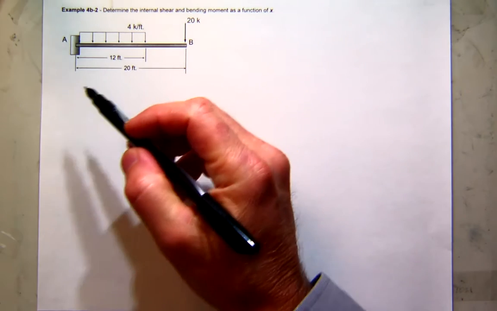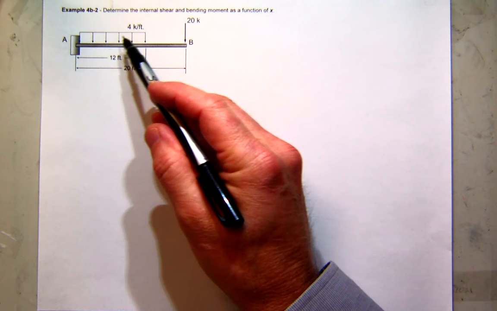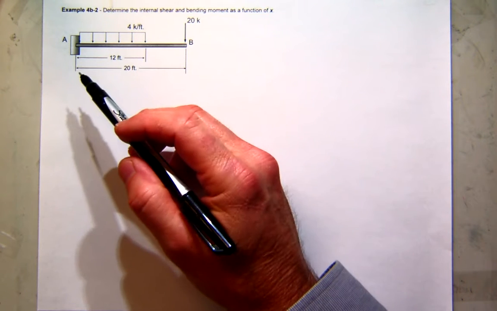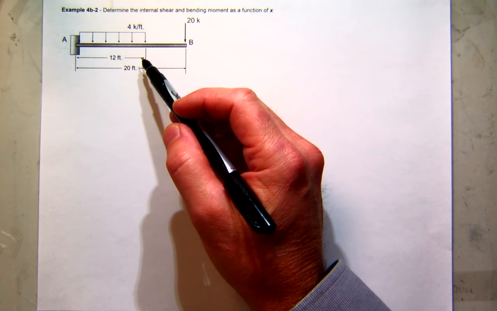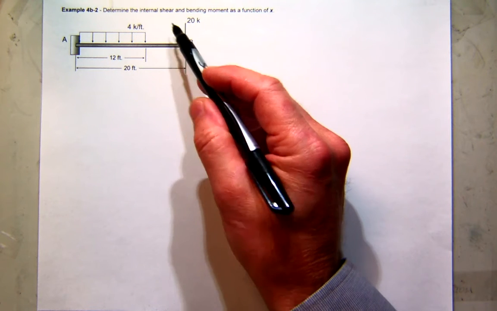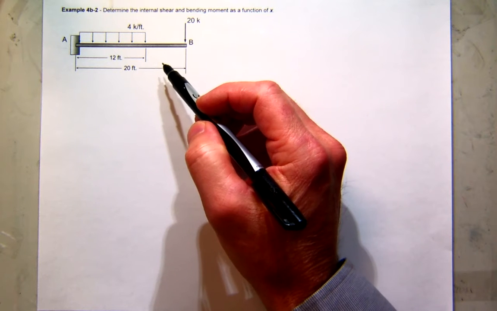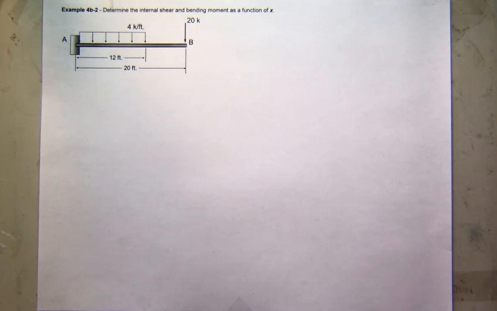So what that means is we'll have to write one set of equations that's valid over this load, which if we're going from left to right will be from 0 to 12 feet. And then we'll write a second set of equations that are valid from 12 to 20. That will tell us how shear and moment vary there. So we'll use the method of sections, but we'll have to use it twice. In both cases, we'll have to decide which side of the free body to use.